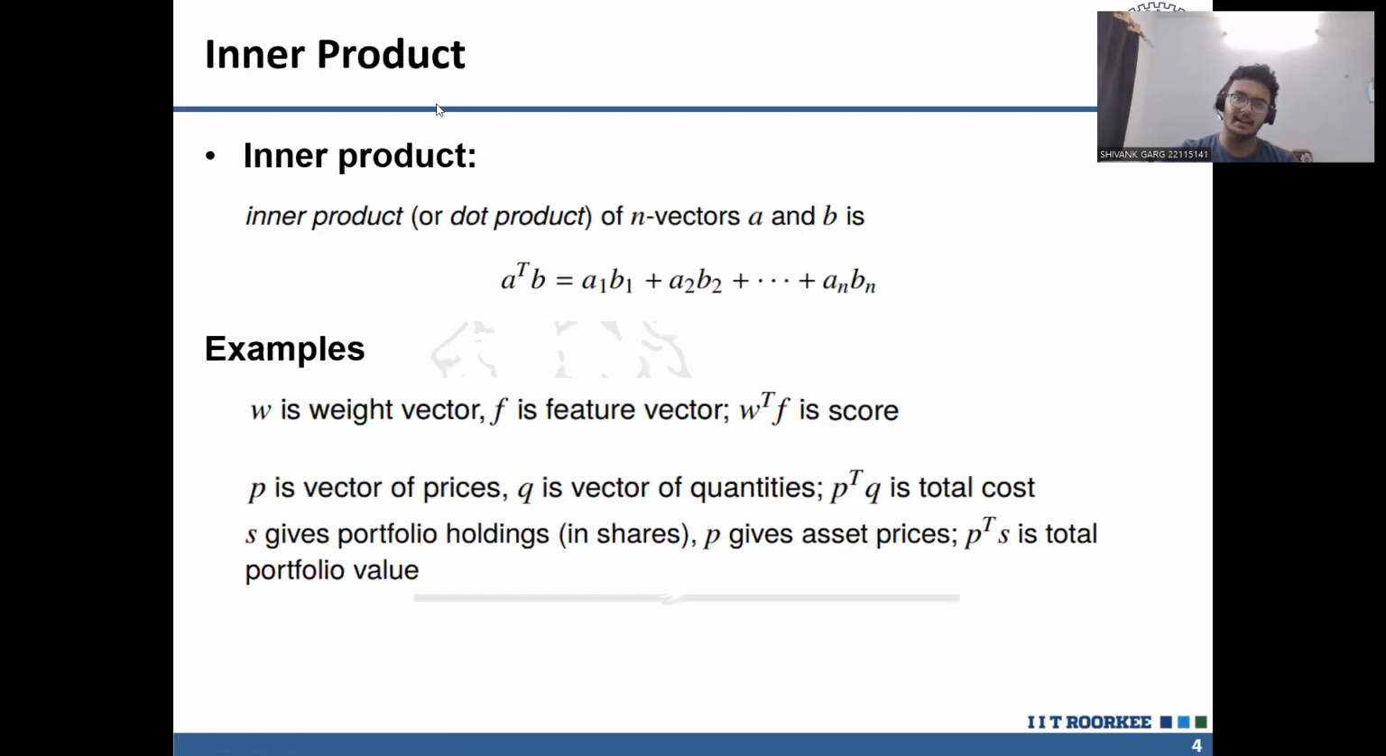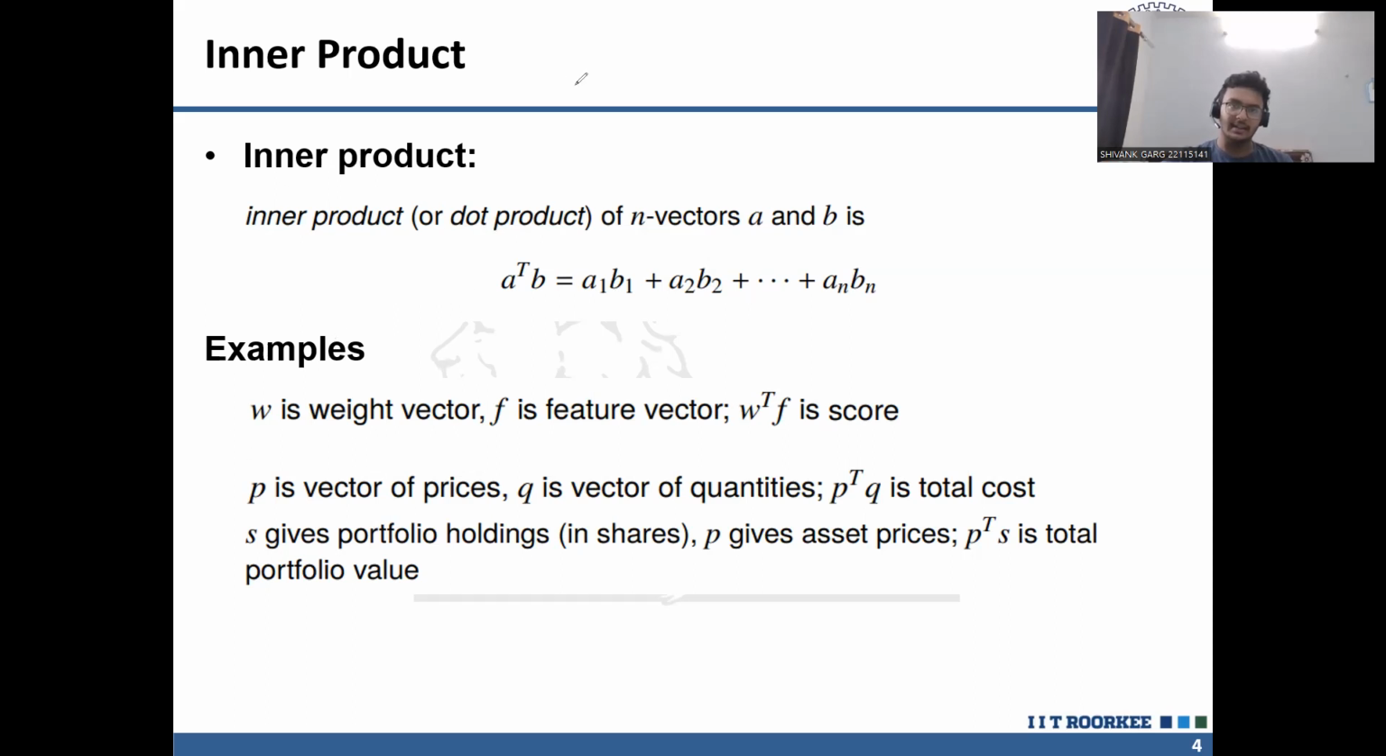Now we will look at the inner product. So what is an inner product? The inner product of two vectors is defined as the sum of the element-wise products of the two vectors. For example, this is a vector 1, 2, and we want to calculate its inner product with 2, 3. The inner product right here will be 1 into 2 plus 2 into 3. So this is how we calculate the inner product of two vectors. It is the sum of these.